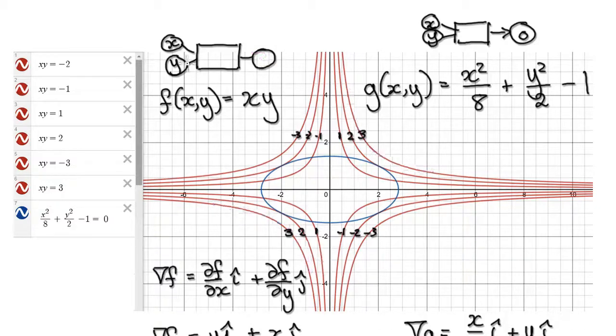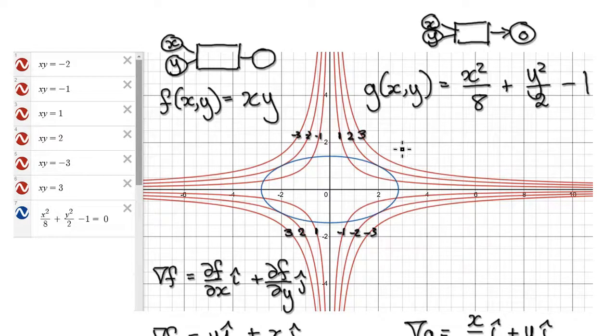When it spits out -1, it will give us this level curve here, -1. And then -2, -3, and so on. So -1 will give us this level curve here and here. And then -2 would be here, -2 would be here, and so on.